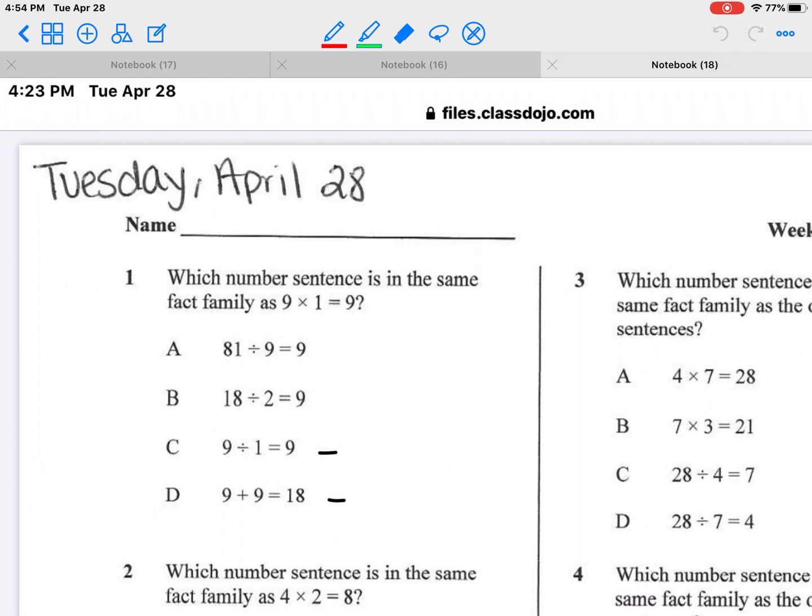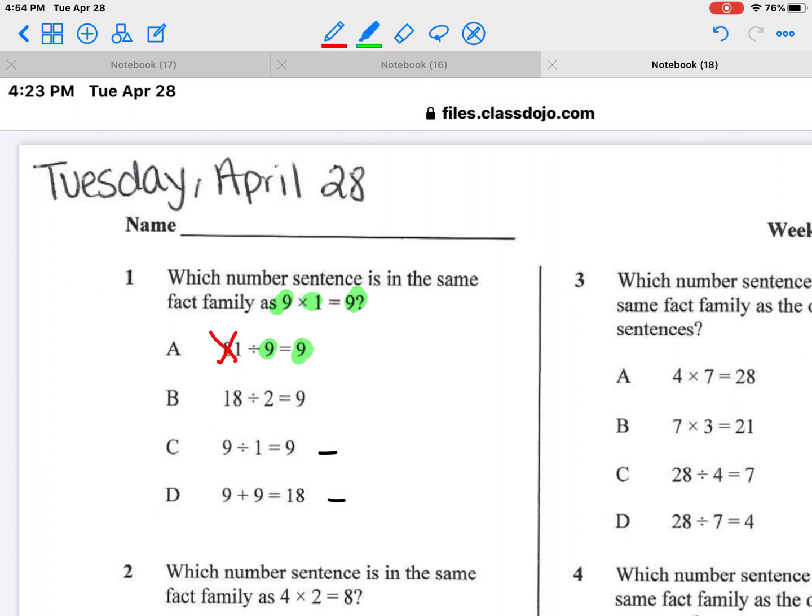Which number sentence is in the same fact family as 9 times 1 equals 9? Let me look at my 3 numbers. What are my 3 numbers that I use to represent my fact family? There's, in this case, 2 numbers, 9 and 1. Okay, so let me look at A. 9, right? But do I have 81 in my fact family?